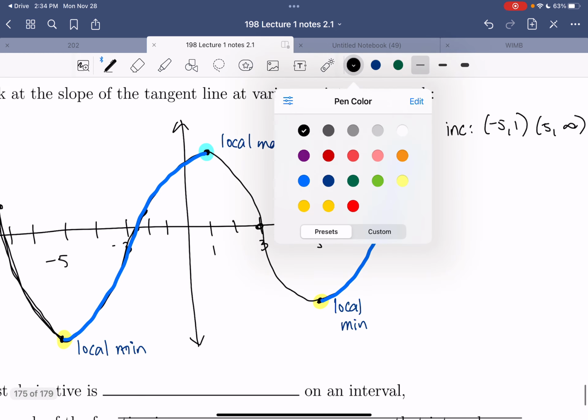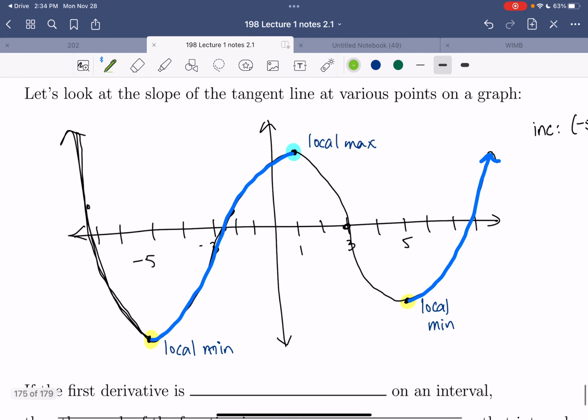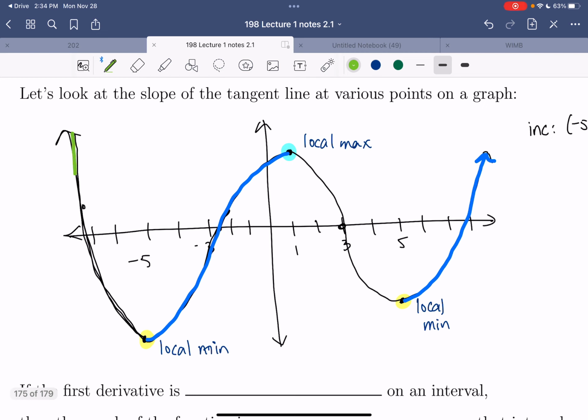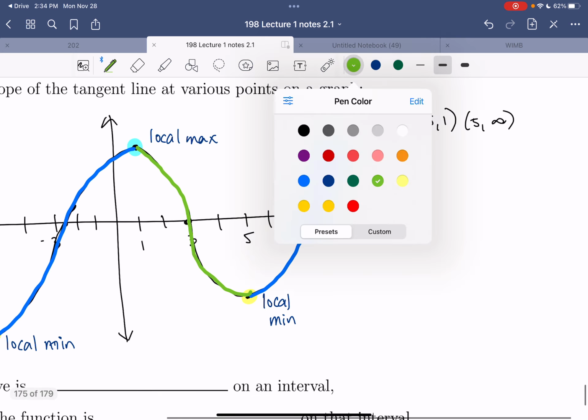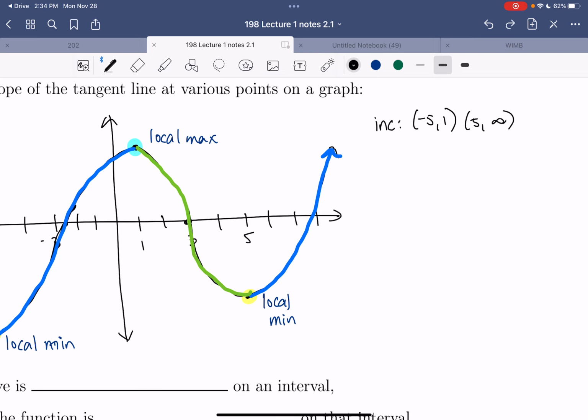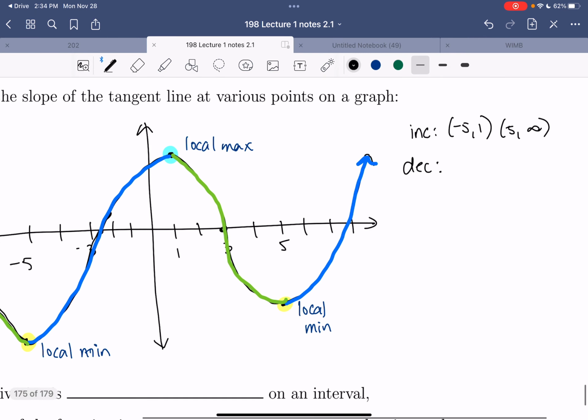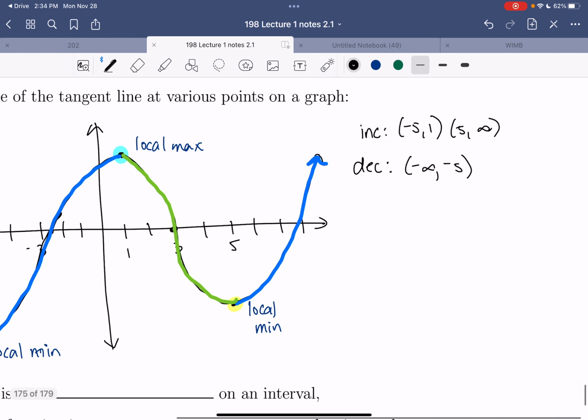And then it's decreasing on the other intervals. So if we're going left to right, we're going down, down, down to the bottom. And over here, we're starting at the top and going down, down, down to the bottom. So it is also decreasing on those two intervals. And that's from -infinity all the way on the left up until you hit -5, right? And then it started increasing again. And then we start decreasing again at 1 and we stop at 5. So those are my intervals for increasing and decreasing, okay?